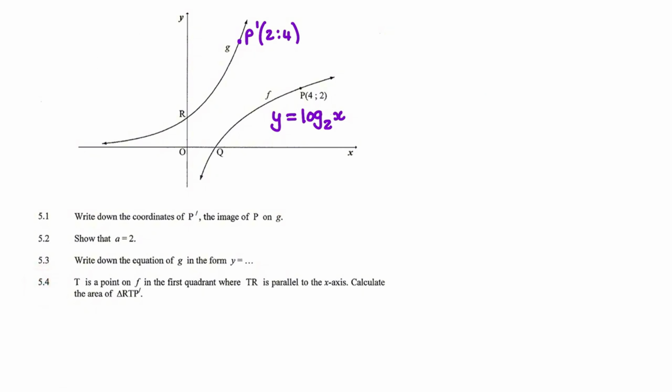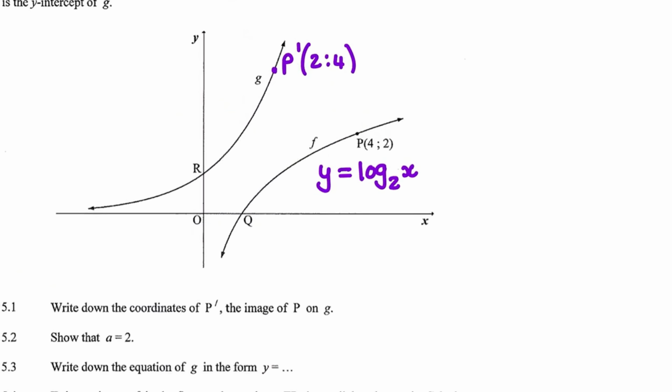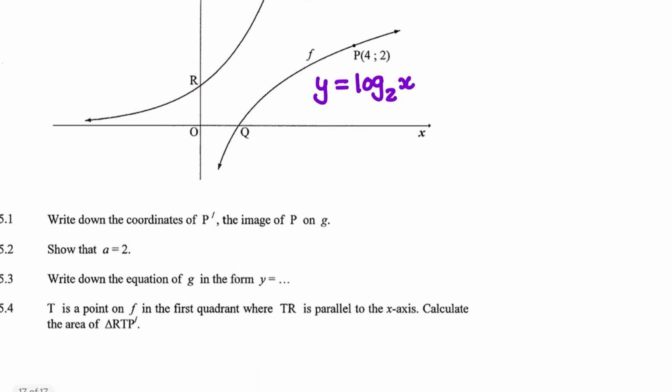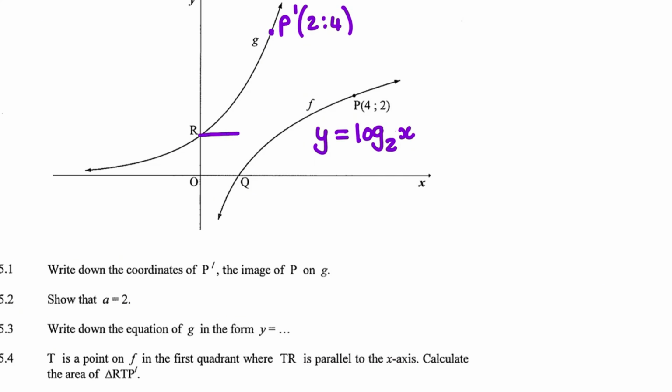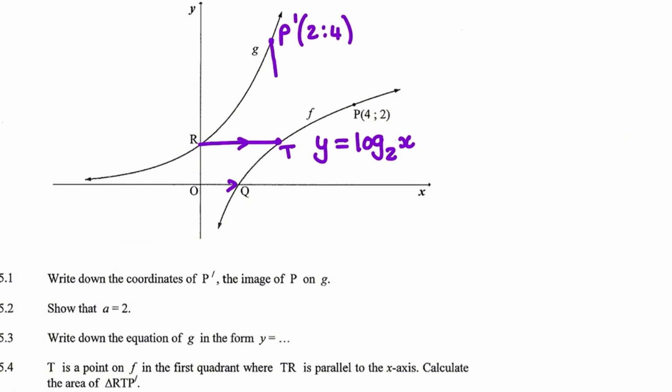5.4. T is a point on f in the first quadrant where TR is parallel to the x-axis. Calculate the area of triangle RTP. Can you see on our graph we only have R, but we are told that TR is parallel to the x-axis. So imagine that there's a line going from R towards f, and it meets f at T. So RT is parallel to the x-axis. And then the point T goes to the point P, or P prime.